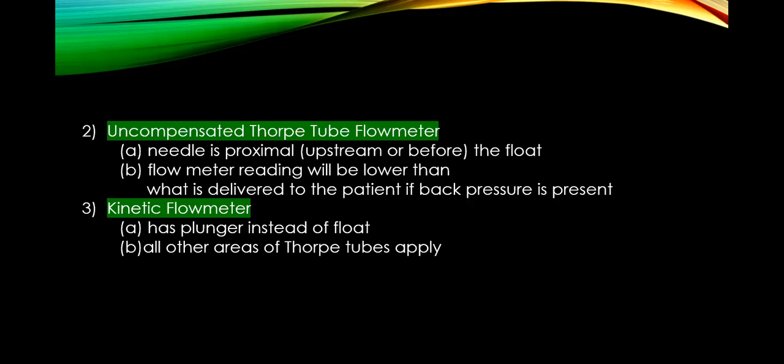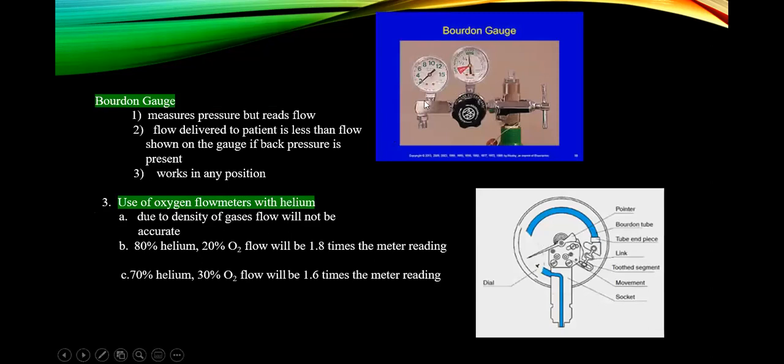Don't get it twisted. Make sure you know the difference between distal and proximal. They may throw that in there all types of ways. We know that the needle valve is distal to the float. That's compensated. But they may say that the float is proximal to the needle valve. And that's true. The float is before the needle valve. So be careful with your directional terms. Right? Again, this is your Bourdon gauge here. Don't forget one quick thing about the mixtures.